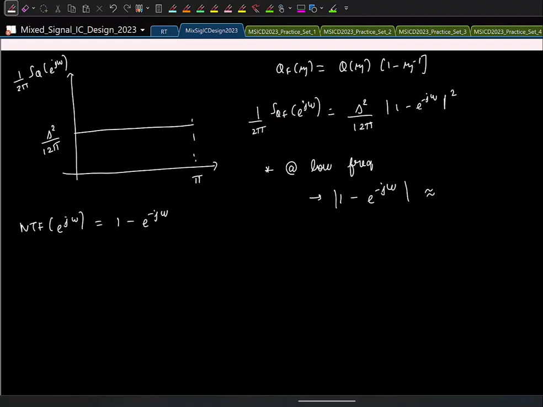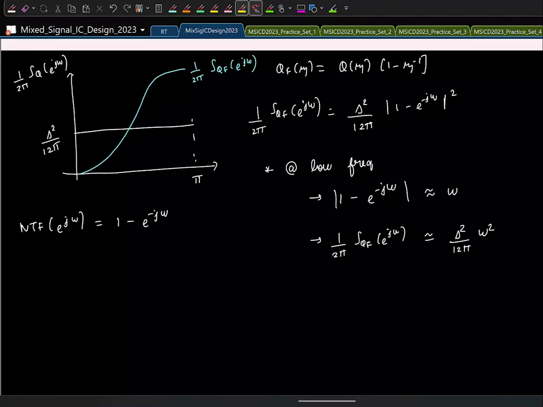I'm just taking the magnitude, it's omega. So if I just write the power spectral density of the high pass shaped noise, what is it approximately? Delta square, omega square by 12 pi. Yeah, delta square by 12 pi times omega square. So after filtering, it's going to look like this. So this is 1 by 2 pi S_QF of e power j omega.